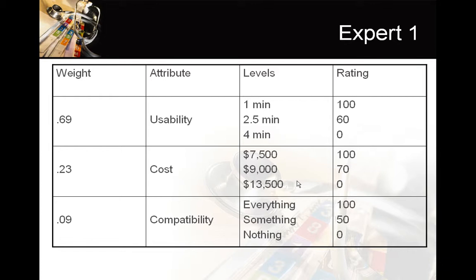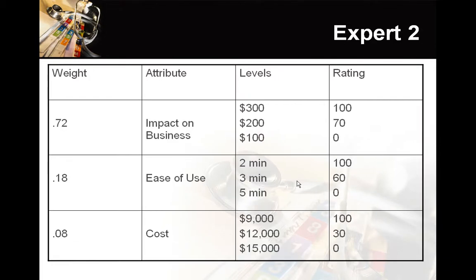Expert 2 selected impact on business, ease of use, and cost as the most important attributes. Impact on business was given the highest weight of 0.72, ease of use was next with 0.18, and cost was last with a weight of 0.08.